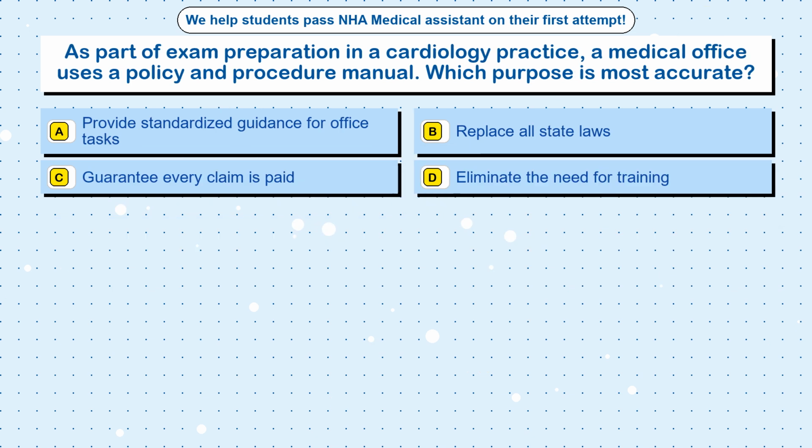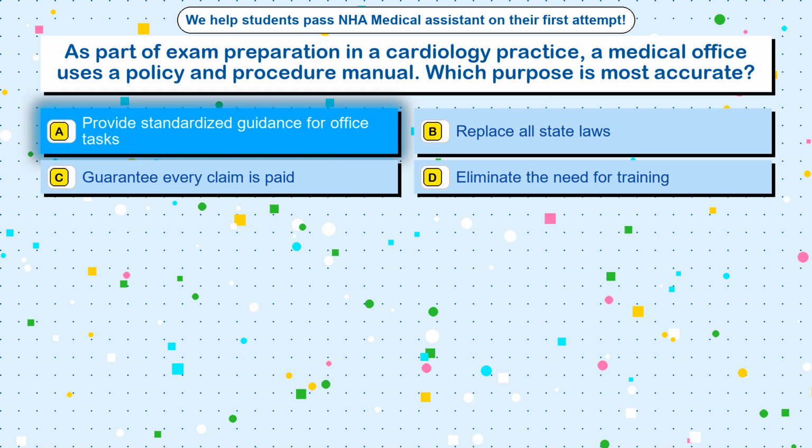Question 44. As part of exam preparation in a cardiology practice, a medical office uses a policy and procedure manual. Which purpose is most accurate? Option A. Provide standardized guidance for office tasks. Option B. Replace all state laws. Option C. Guarantee every claim is paid. Option D. Eliminate the need for training.